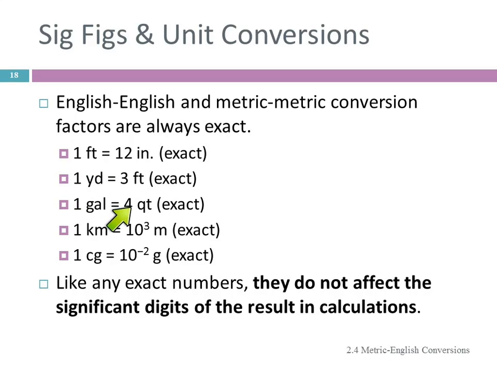1 gallon is exactly 4 quarts. 1 kilometer is exactly 1,000, or 10 to the 3, meters. So these factors, because they are within the same system, you just ignore them when you look at the significant figures. They do not affect the significant digits of the result. Okay?